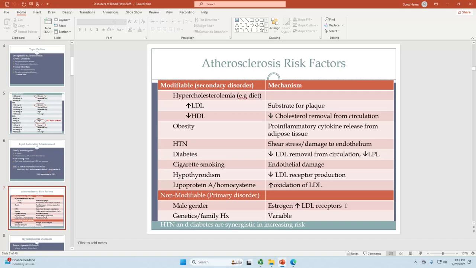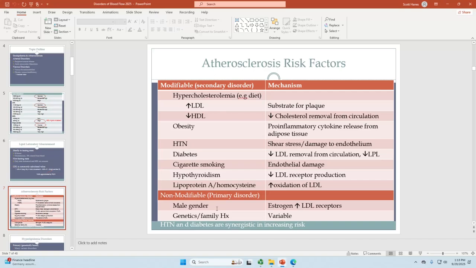Other diseases such as hypothyroidism decrease LDL receptor production. Remember that having receptors on your liver, for example, aids in the uptake of LDL and removes it from the circulation, which is a good thing. And then a variety of other things that are lipoprotein concentrations, homocysteine can oxidize LDL, which makes it more toxic. So all of these things are considered modifiable. We can change all of these things and decrease the risk of somebody developing atherosclerosis over time, if you intervene early enough, obviously, and decrease, hopefully, coronary artery events by managing these.